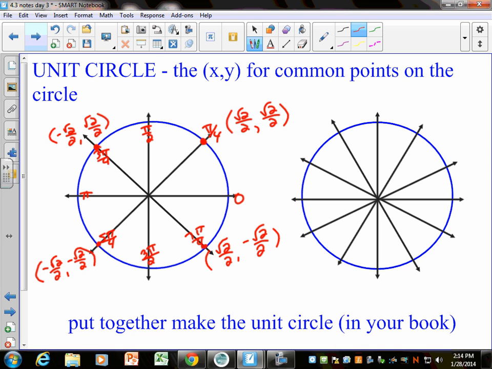This is broken up into 12 equal parts. So if you took 2 pi divided by 12, you would get each one of these are in increments of pi 6 or 30 degrees. So this would be pi 6, this would be pi thirds, it's still pi halves, this would be 2 pi thirds, this would be 5 pi 6.